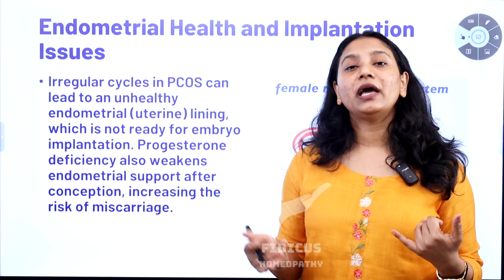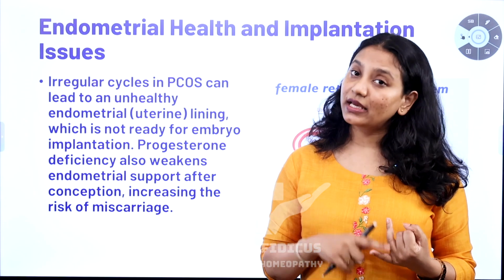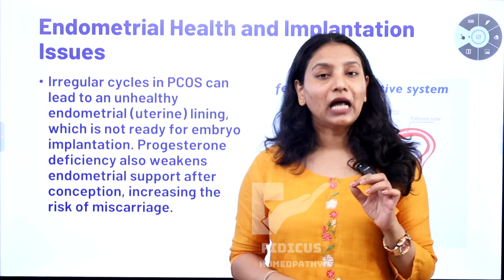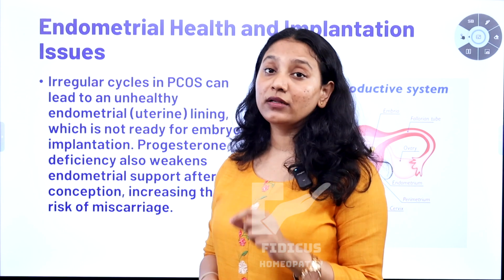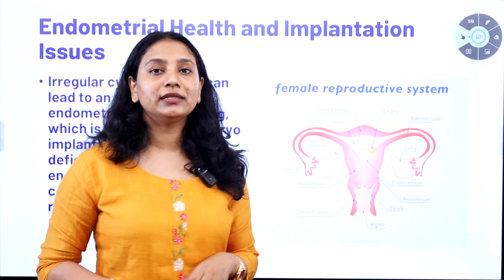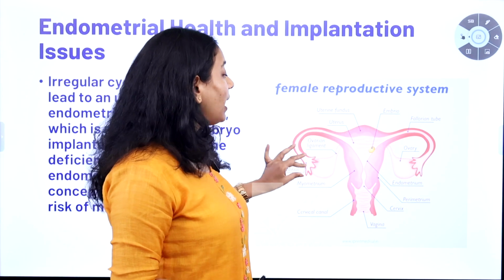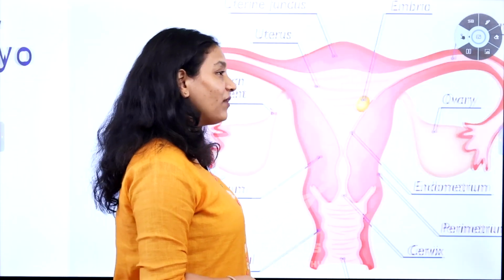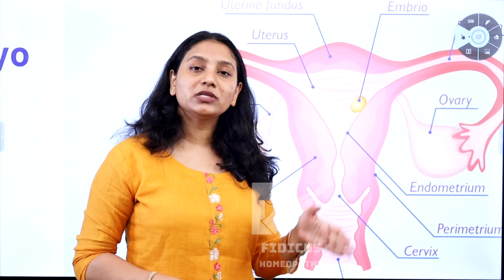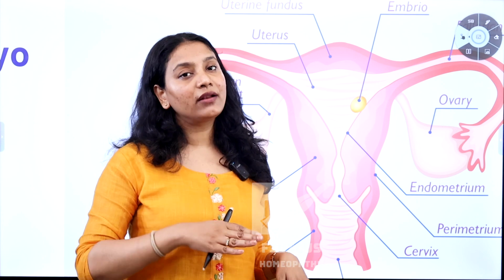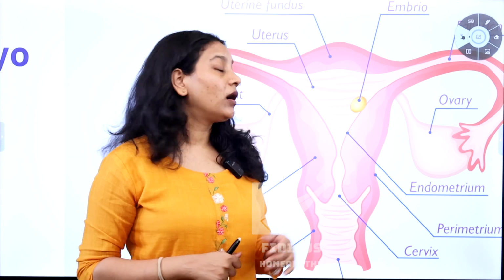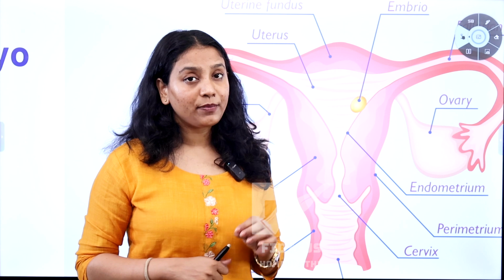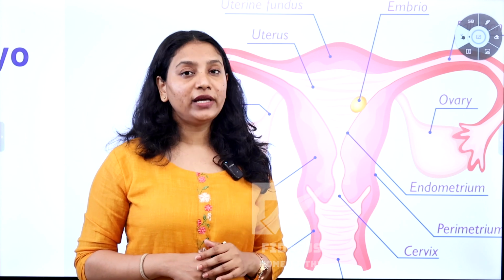Then even if the egg is released and the quality of the egg is good, you have to remember there is another issue in PCOS, which is endometrial thickness. So what is endometrial thickness? As you know, in people who have regular periods, the endometrium starts shedding during the period and reforms after the period. But what happens if you have irregular periods? There is irregular shedding of the endometrium.